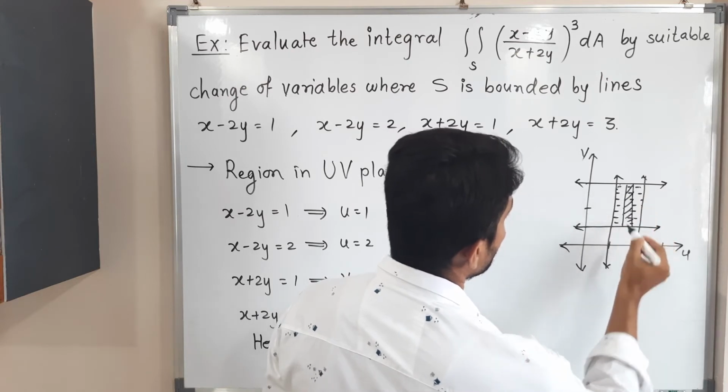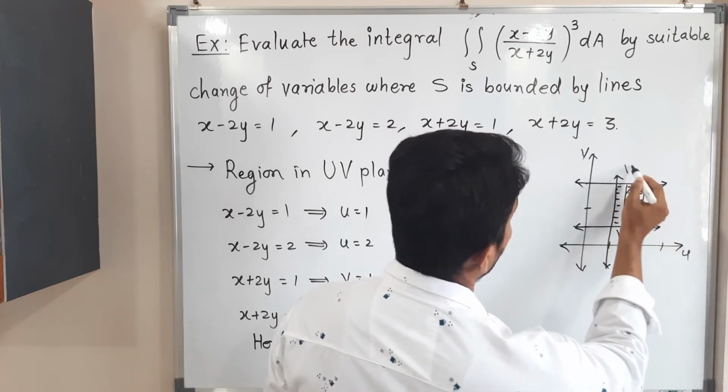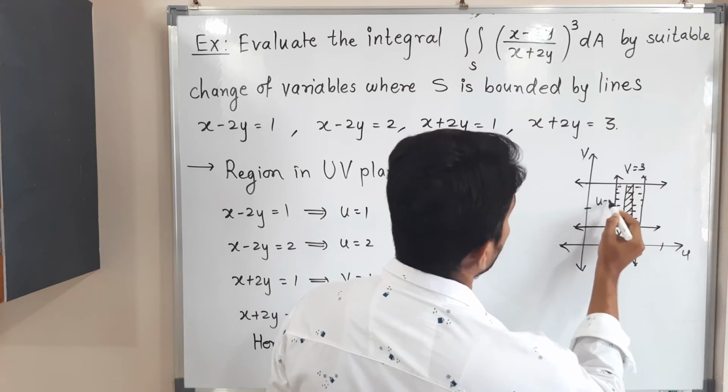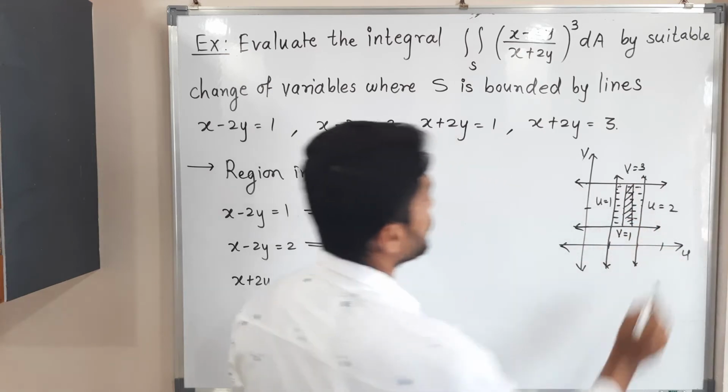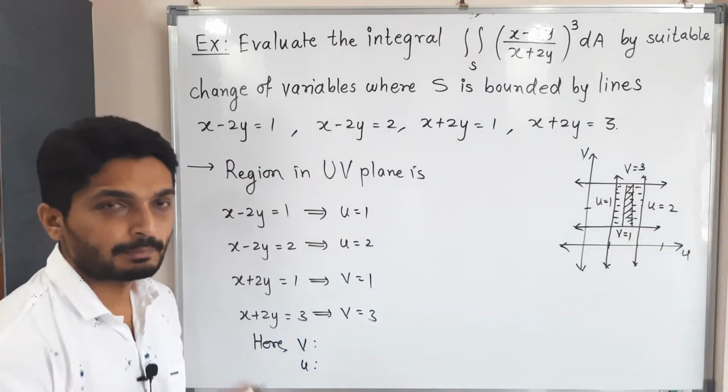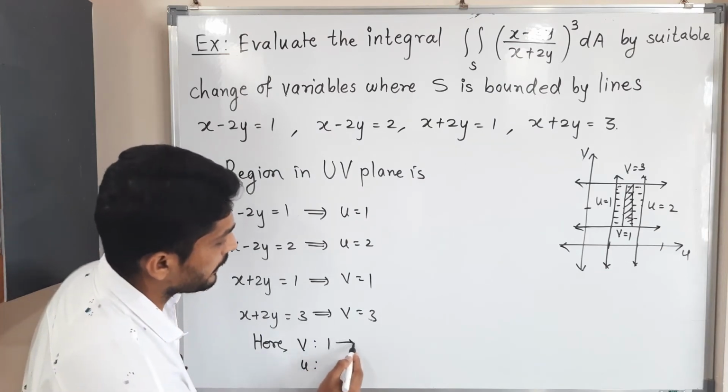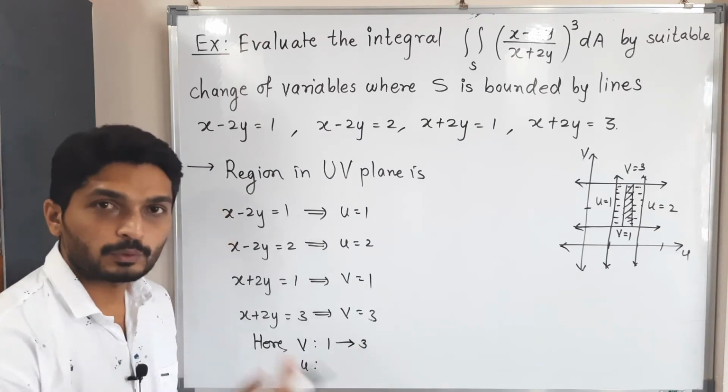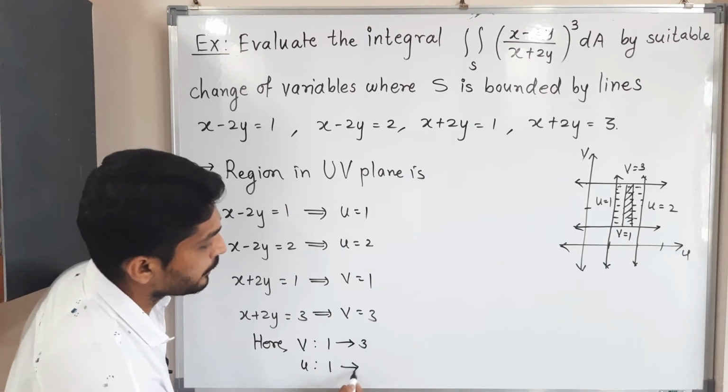I will write the equations also if you want. v is equal to 1, v is equal to 3, u is equal to 1, u is equal to 2. So limits of v will be bounded below by 1, bounded above by 3. And then we move from left to right, so u varies from 1 to 2.